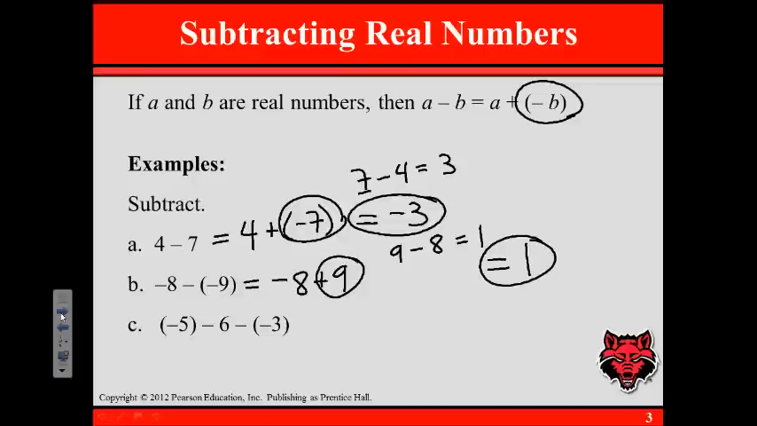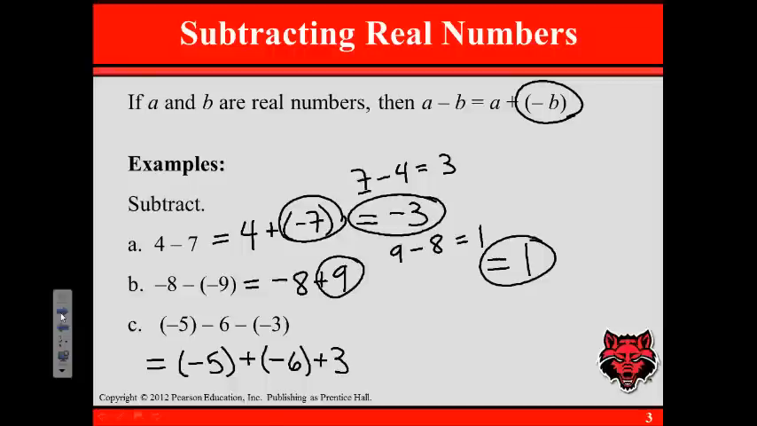The same is true when we have more than two numbers. We could have 3 numbers, 4 numbers in a row that we are subtracting. Every time we will add the opposite. So in example C, we have negative 5 minus 6 minus negative 3. Let's change these minus signs to addition of the opposite. So we start with negative 5 plus the opposite of 6, which would be negative 6, plus the opposite of negative 3, which would be positive 3.